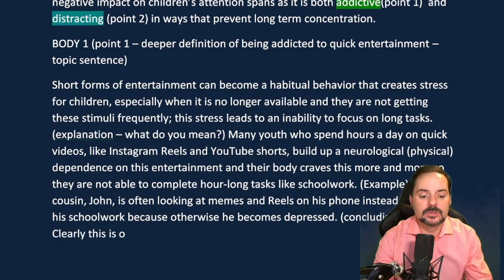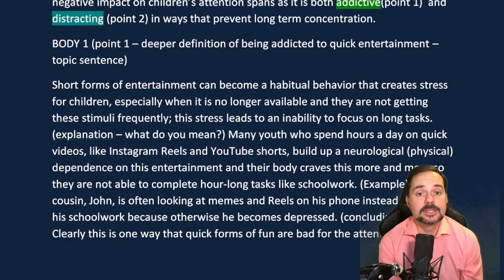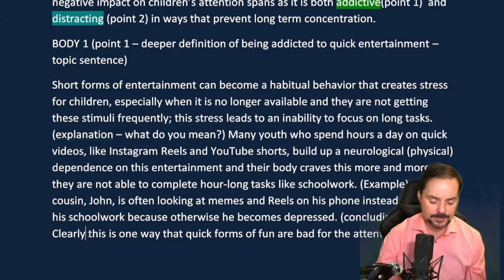Clearly, this is one way that quick forms of fun are bad for the attention span. Okay, so there we go. That's my connecting, concluding sentence.